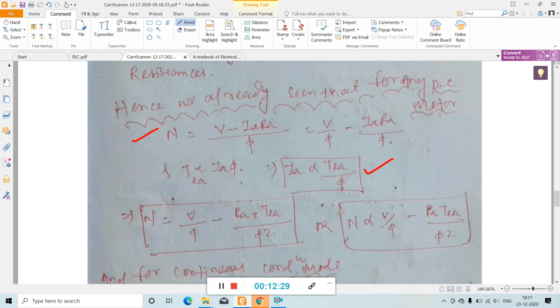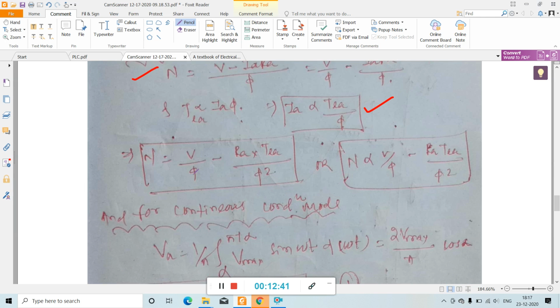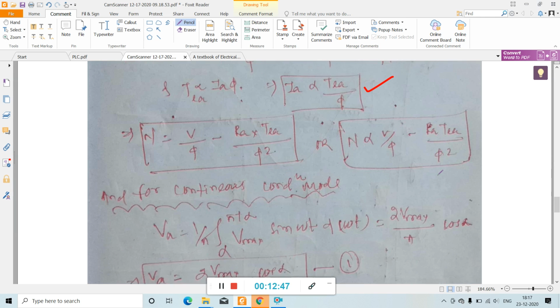So speed is equal to V by phi minus Ra into T by phi square. This Ia expression is replaced here, and from this expression, speed is proportional to V by phi minus Ra into T by phi square.